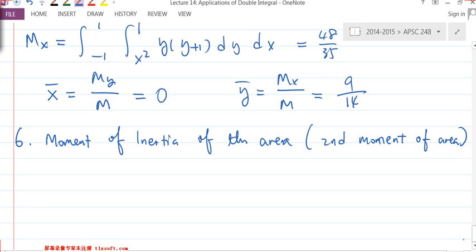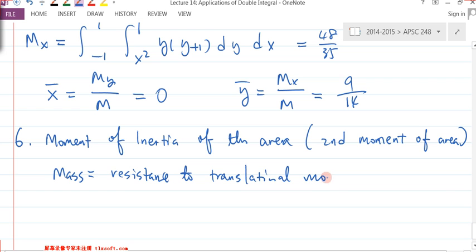Moment of inertia is an important mechanical concept, and also for civil. Basically, whenever you have an object, you have a moment of inertia. To put it simply, what exactly is mass? What does mass represent? Exactly, resistance to acceleration or to a certain translational motion.